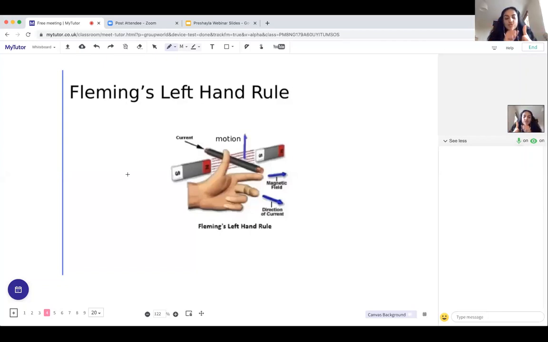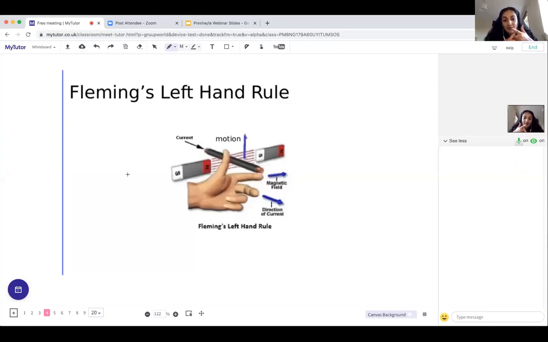Now, what is represented by each finger? The thumb represents motion or force, the way in which the wire moves. Does it move up? Does it move right? Does it move left? Does it move down? So the thumb tells you the motion. The first finger is the magnetic field.